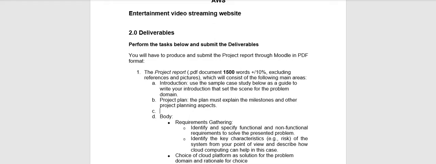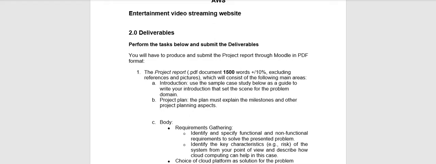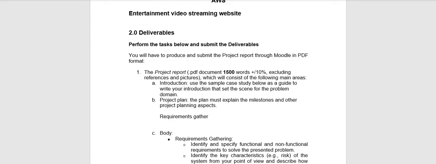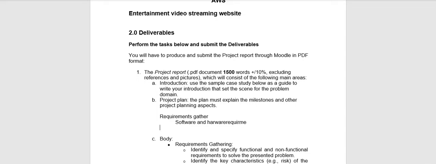Usually any software development project will have different milestones. So first is requirements gathering. Requirements gathering means what functionalities are required, and what software and hardware requirements are needed. First we need to know the functional requirements. First, functional and non-functional requirements.